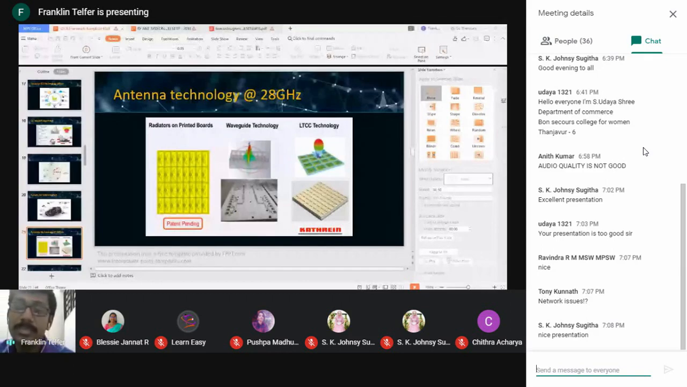But the purpose I am raising this is the radiation level. That's what I'm stressing. Will it be good or bad?